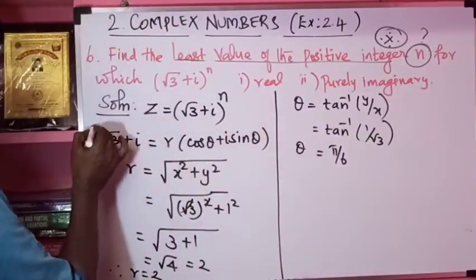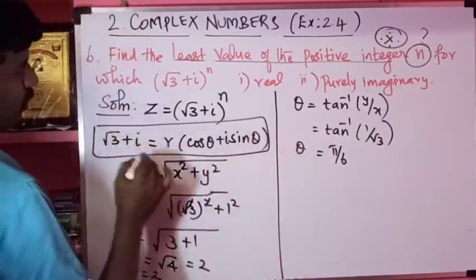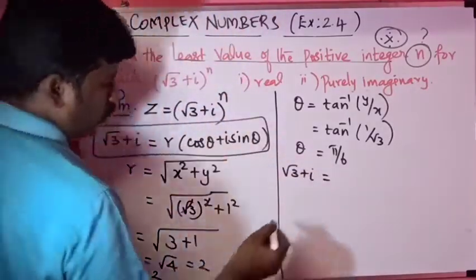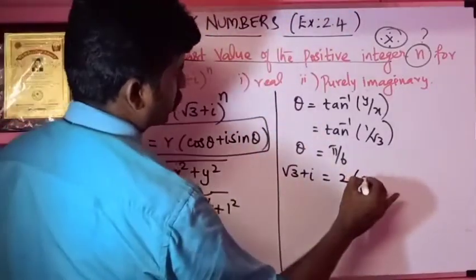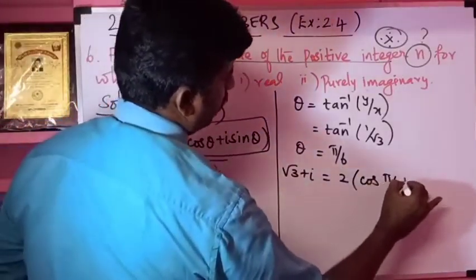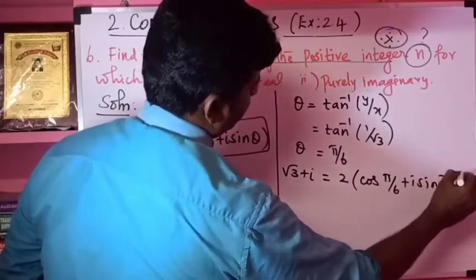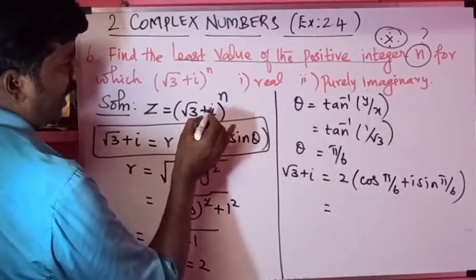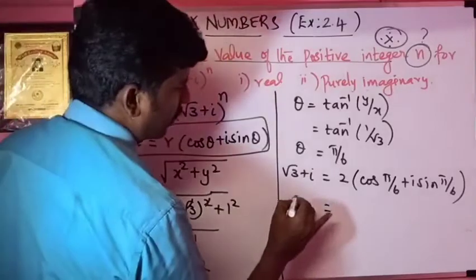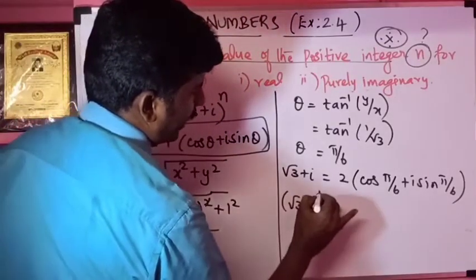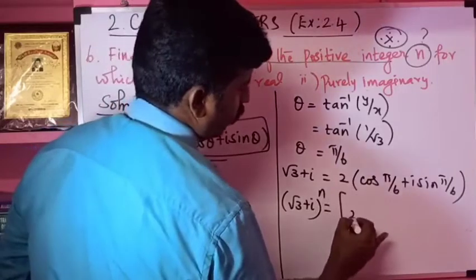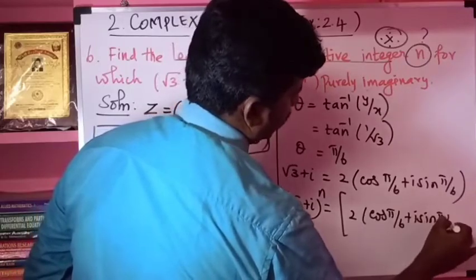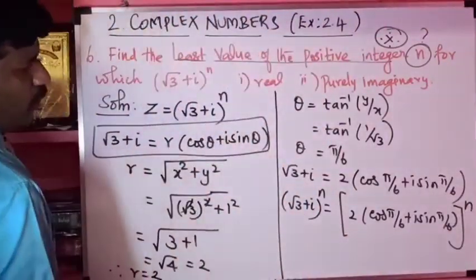Now we apply this in the polar form. So √3 plus i is equal to the r value 2 into cos of theta value pi by 6 plus i sin pi by 6. There is a power n, so now I add n. √3 plus i power n is equal to 2 into cos pi by 6 plus i sin pi by 6, the whole power n.